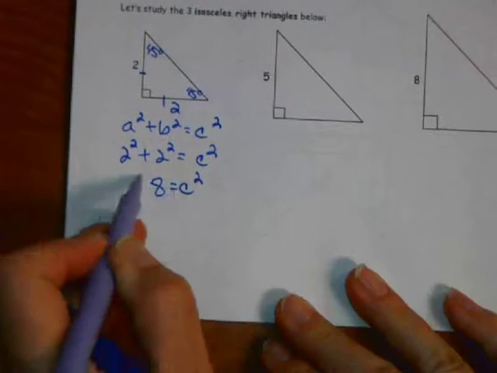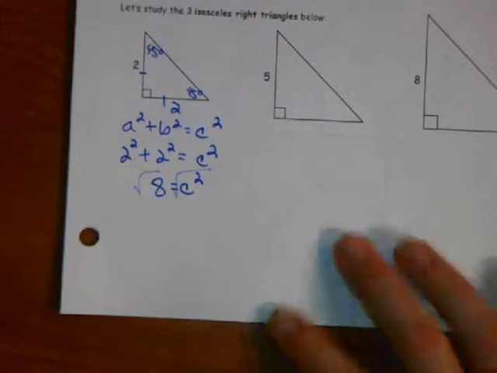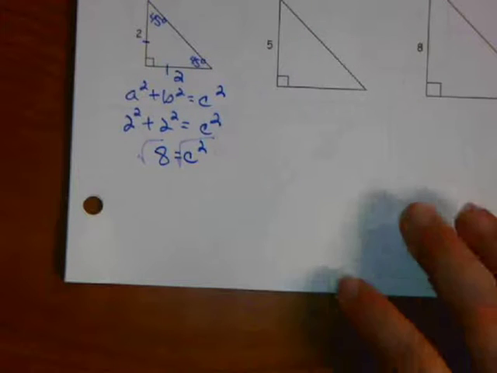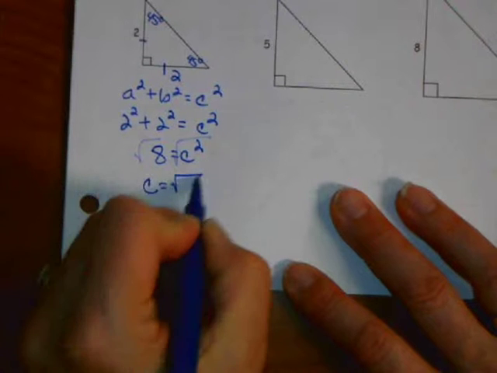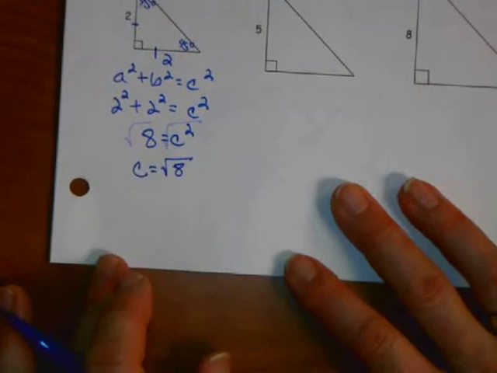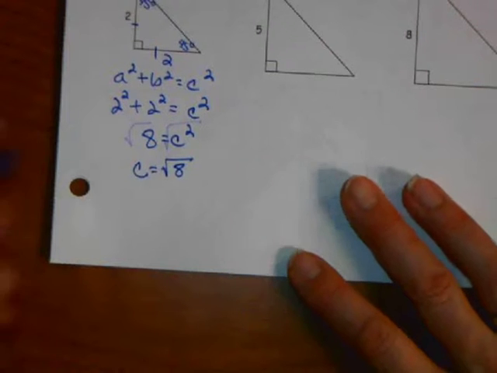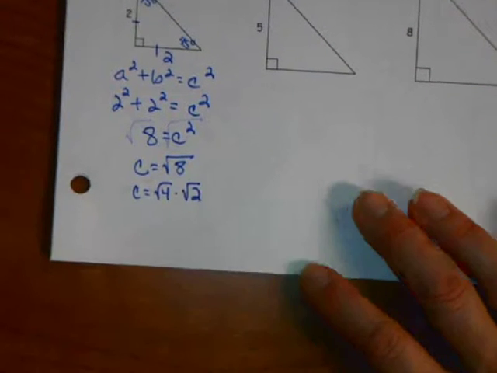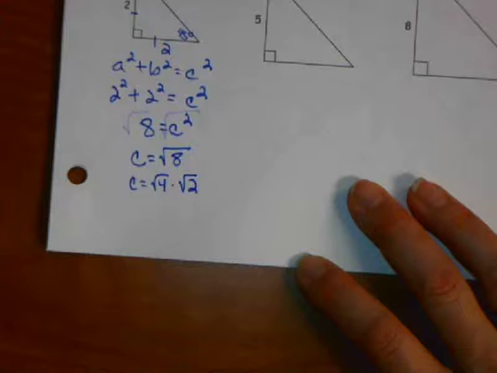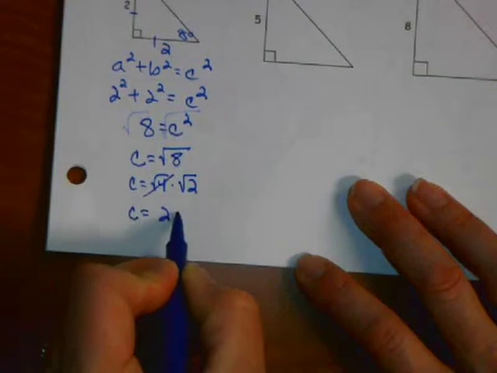Take the square root of both sides. But we're not using decimals. That's what the first section was about. So this is going to equal the square root of 8, and I need it in simplified form. So what factor of 8 is a perfect square? 4. So I can rewrite this as the square root of 4 times the square root of 2. And that allows me to simplify this part to 2.